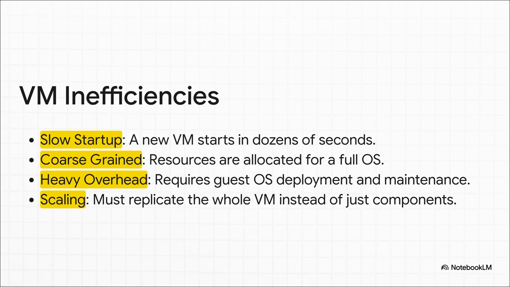So, all that inefficiency has some real consequences. I mean, starting a new VM can take dozens of seconds. In internet time, that's an eternity. You're allocating resources for a whole OS, not just your app. And the real kicker? If you need to scale up to handle more traffic, you have to copy that entire heavy VM. It was clear there had to be a better way.